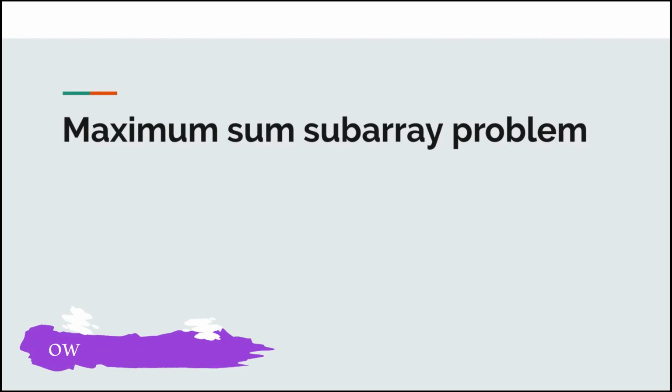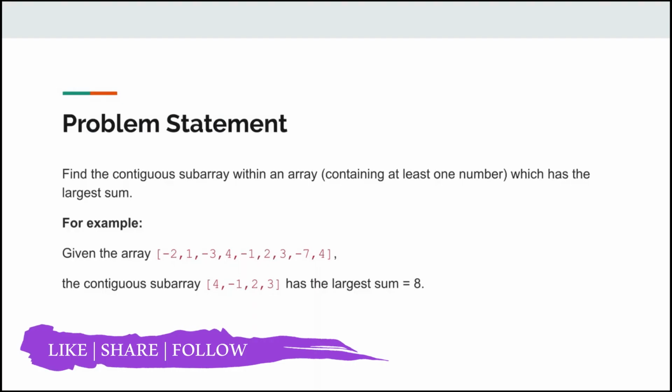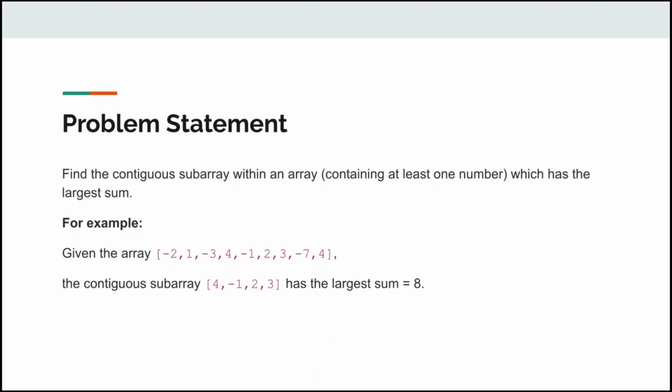Today we are going to see how to solve the maximum sum array problem. So let's start. First we will see the problem statement. The problem statement is: find the contiguous subarray within an array which has the largest sum. Within an array means it should contain at least one number.